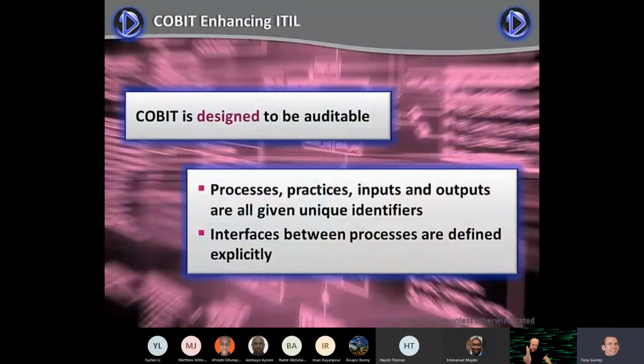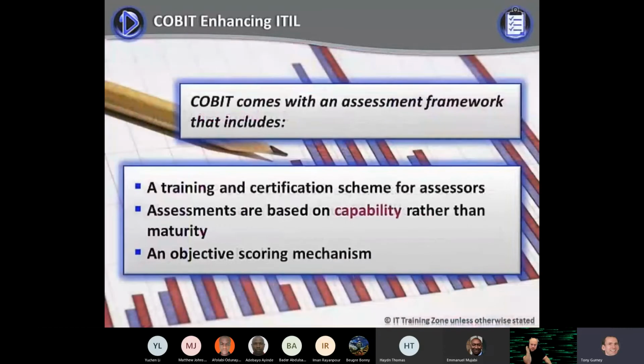Given its origins as a tool for auditors, it is not surprising that COBIT is designed to be auditable. For example, processes, practices, inputs, and outputs are all given unique identifiers. Interfaces between processes are defined explicitly. In addition, COBIT comes with an assessment framework that includes a training and certification scheme for assessors to ensure rigor and objectivity. COBIT 5 assessments are based on capability rather than maturity. An objective scoring mechanism.